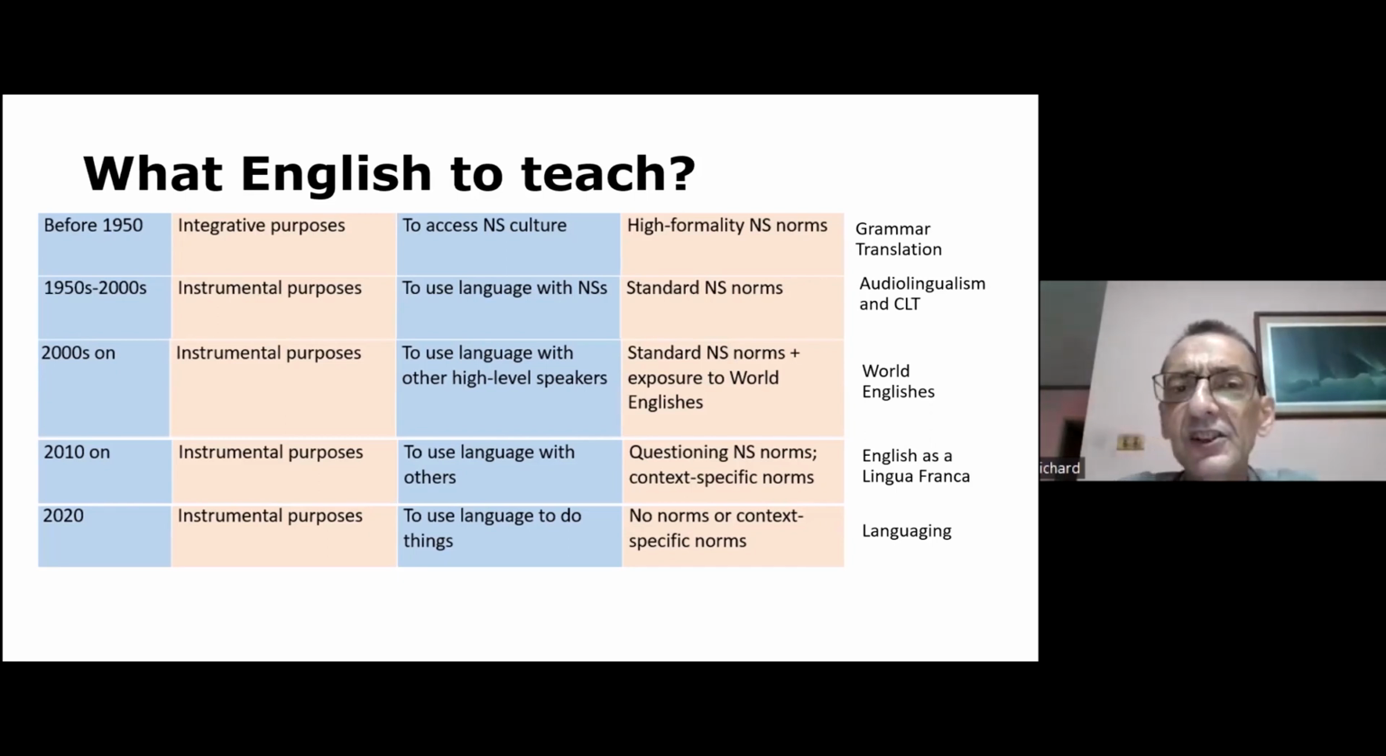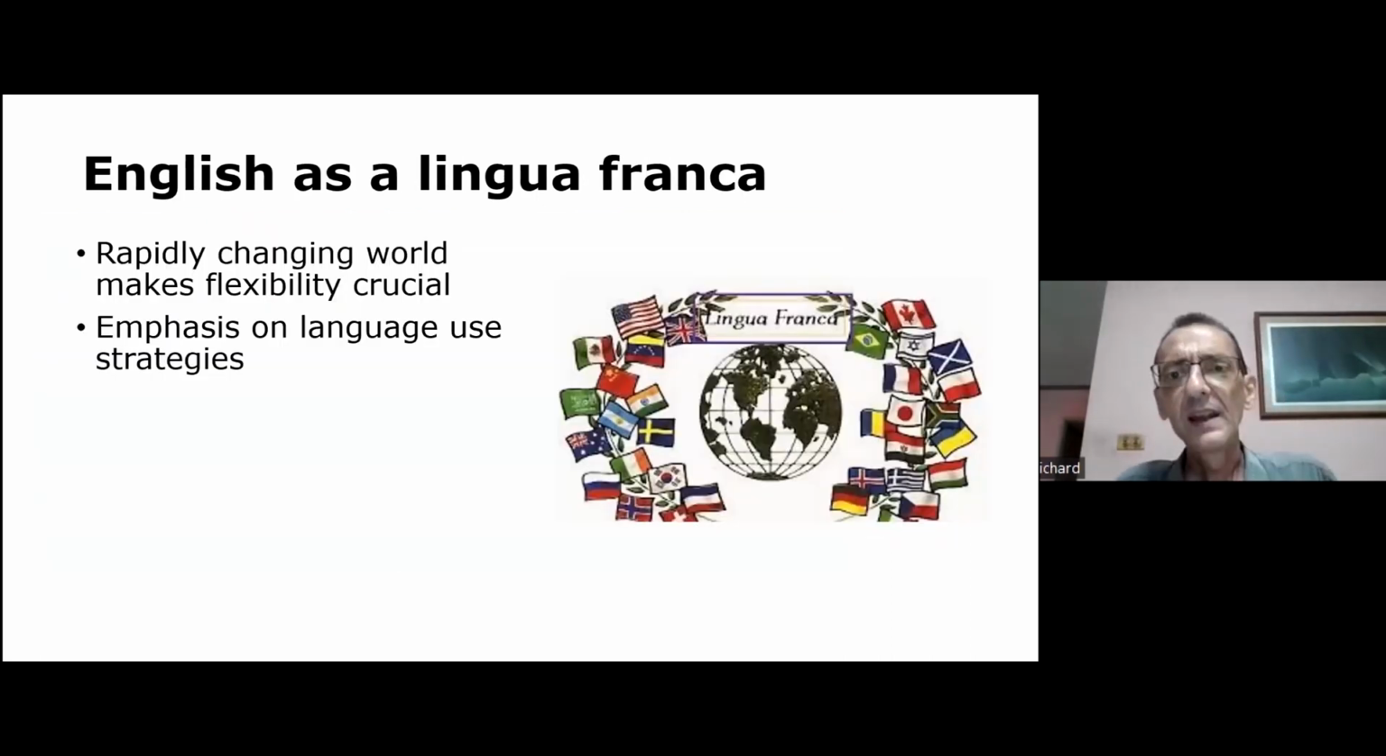But going back to English as a lingua franca, English as a lingua franca fits with the idea of the world in disruption, that the world is changing rapidly, and so we need to be flexible. And it argues that we need to be flexible in how we communicate, and we need to teach students to be flexible, because they're not just trying to meet native speaker norms anymore. They may be communicating with other people who don't meet native speaker norms.